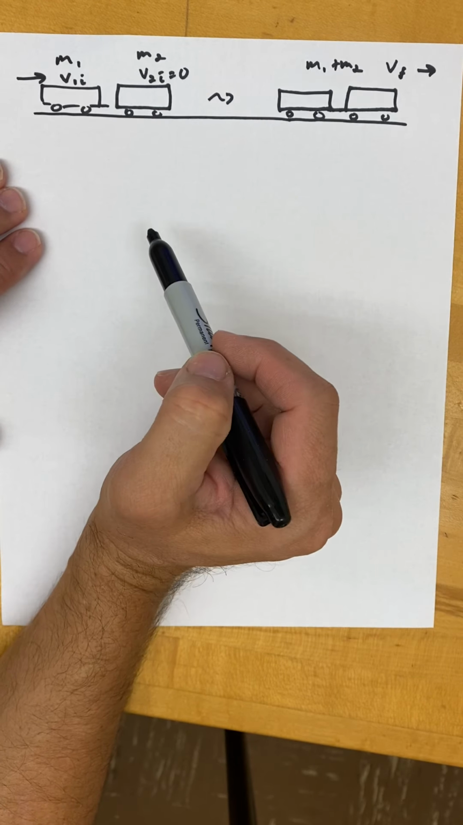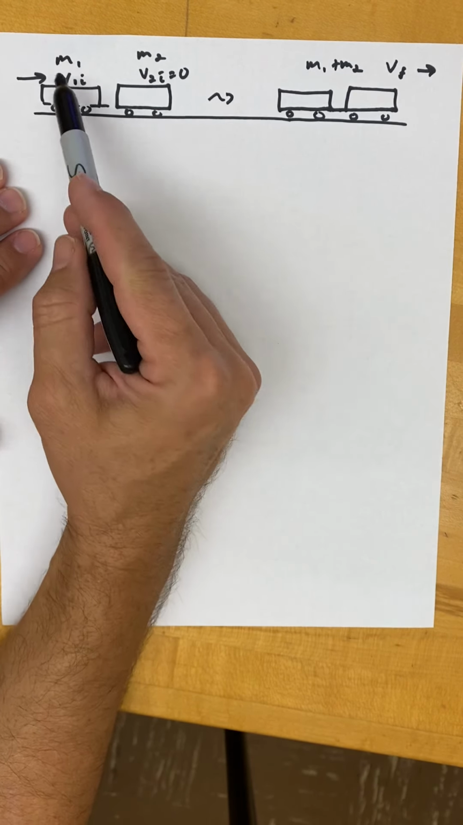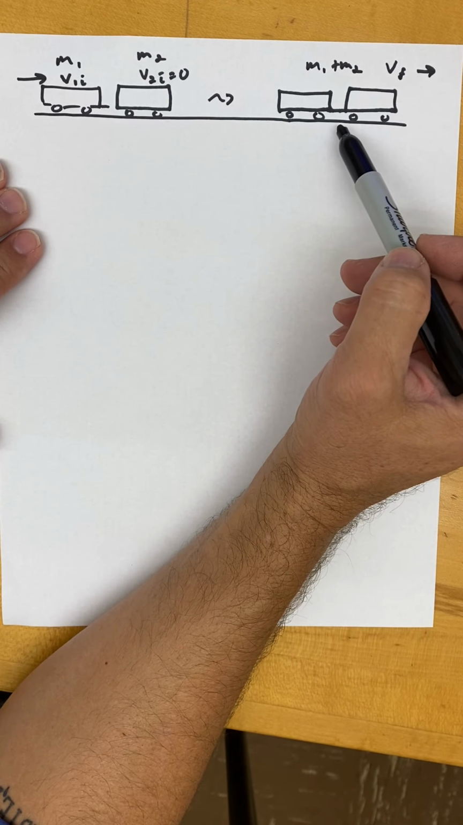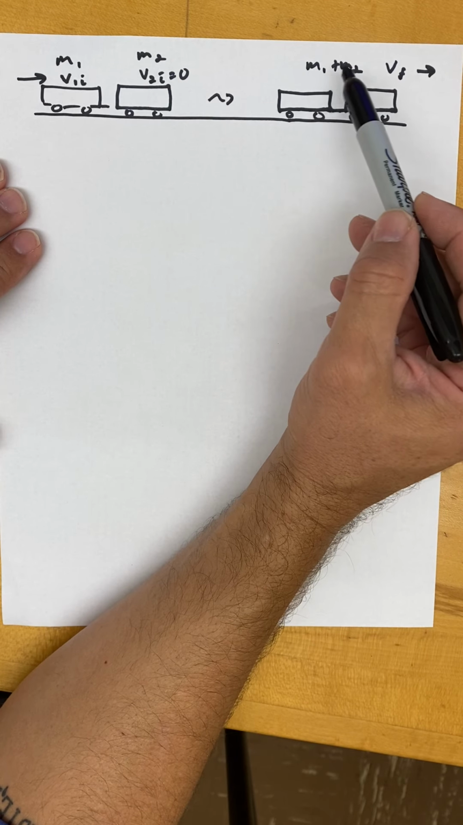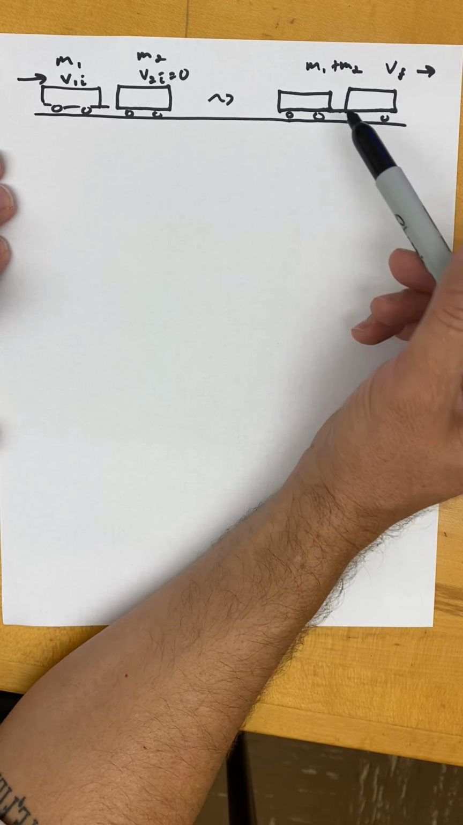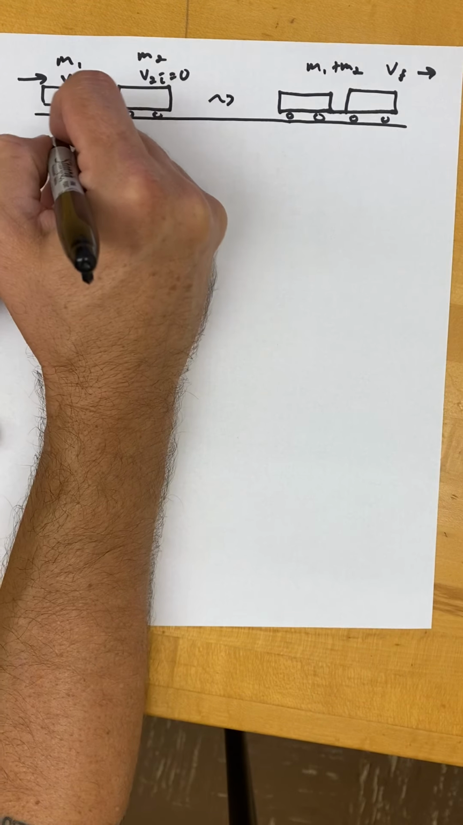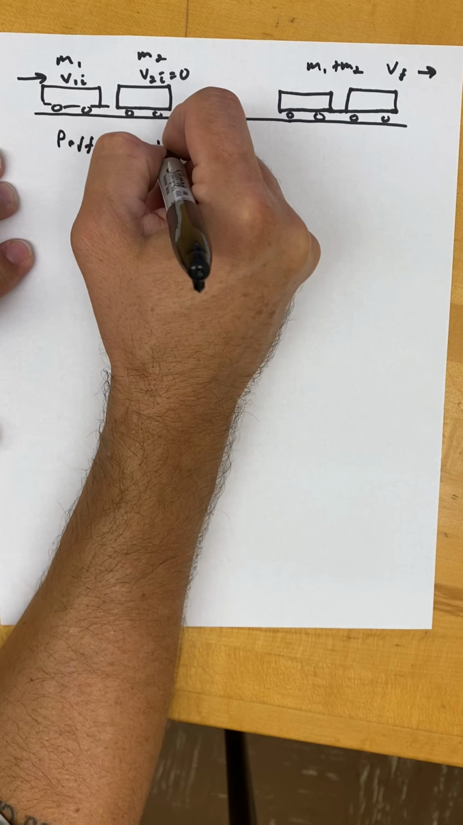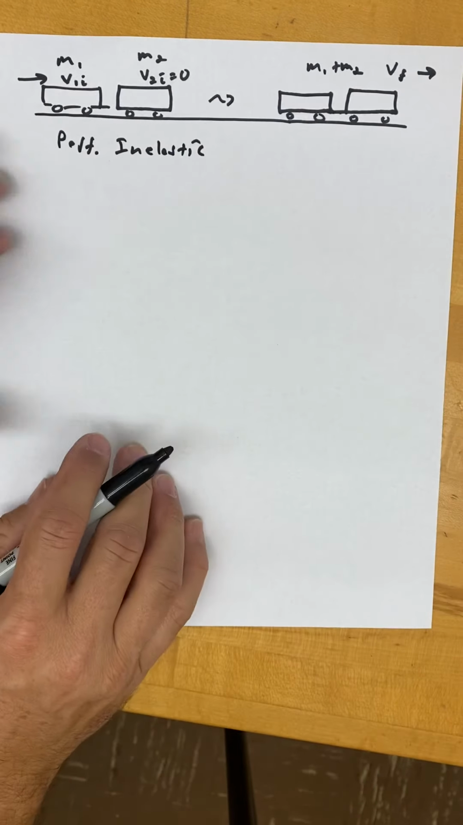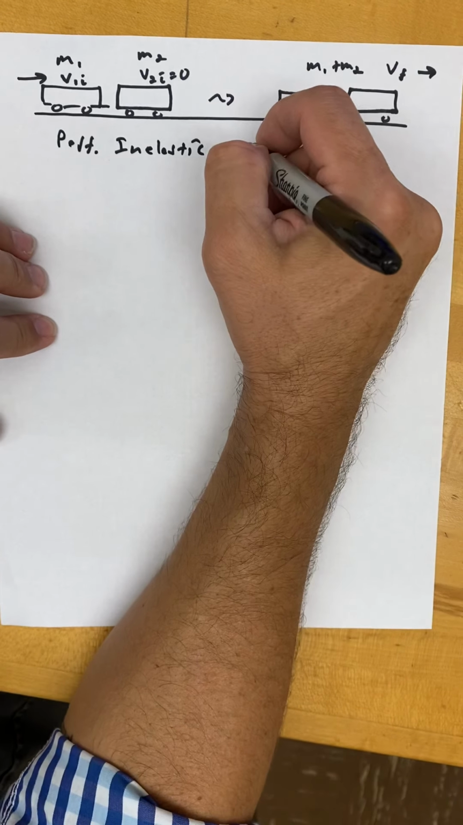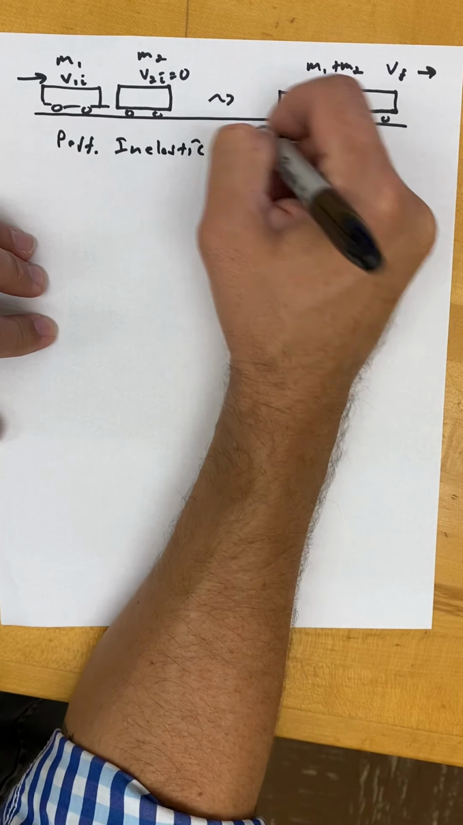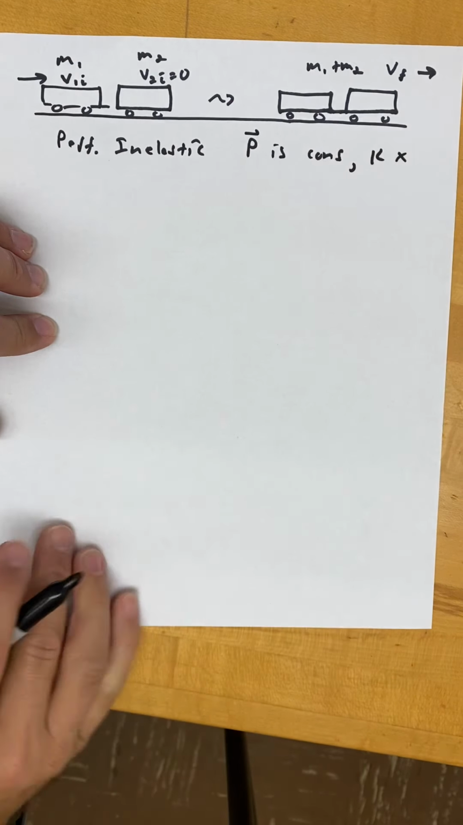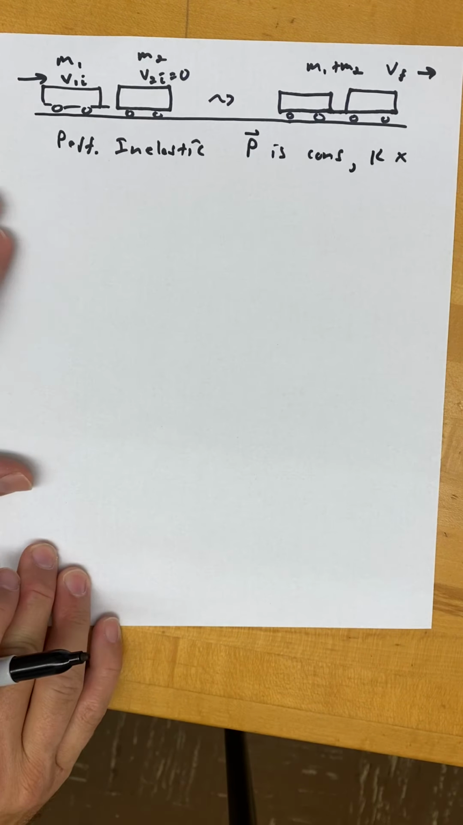So I'm going to do this in a number of cases. I have mass 1, one car, mass 2, the other car, and then after they couple up and move as one, I've got a total mass of m1 plus m2. Because they're coupling and moving as one, we can identify this as a perfectly inelastic collision. So what we expect is that momentum is conserved, but kinetic energy is not, because that's what a perfectly inelastic collision does.